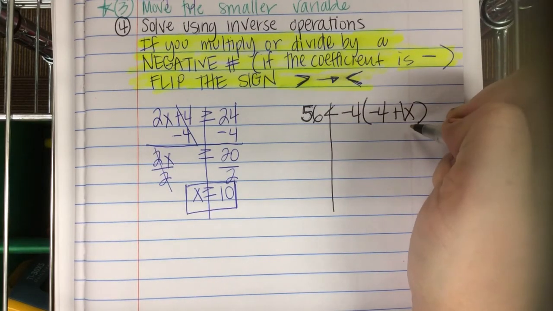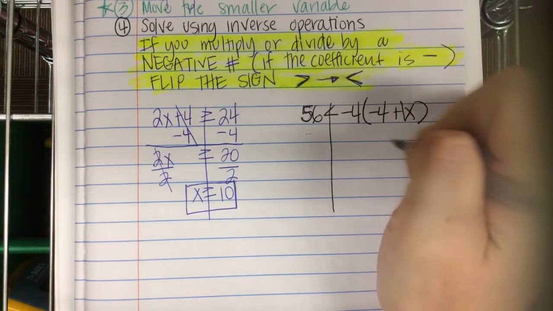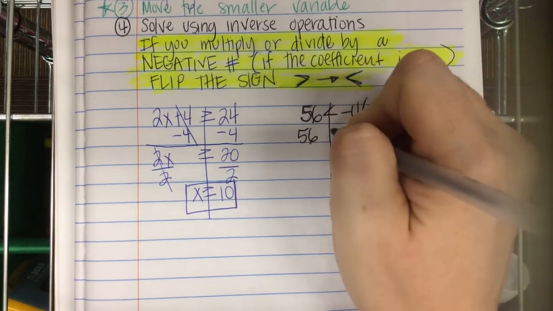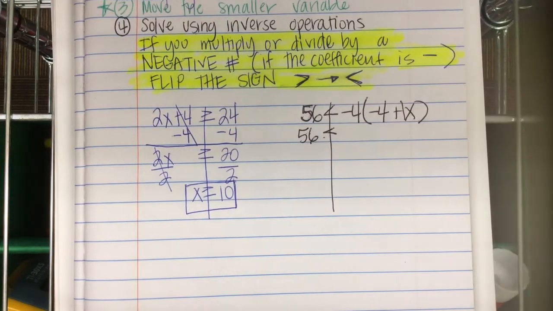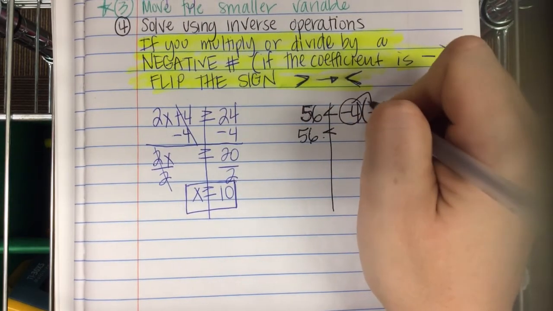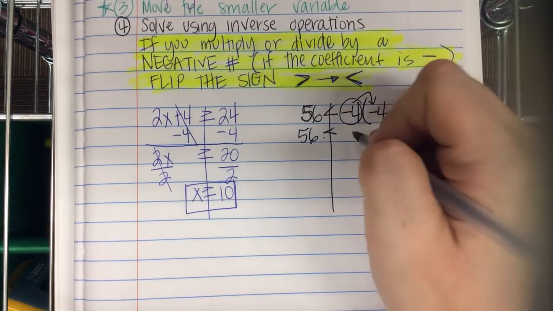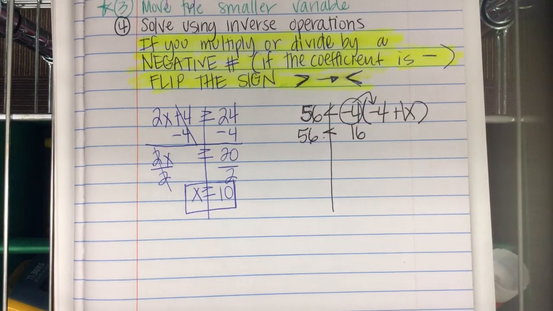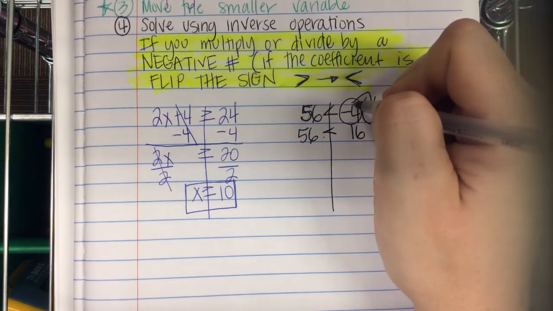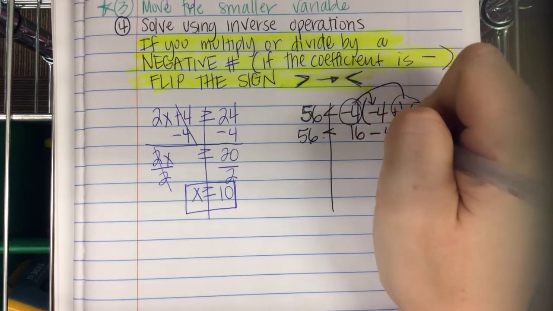Put that 1 in there so that the x isn't by itself. Does this side change? No, 56 stays the same. I do need to distribute because there are parentheses. -4 times -4 is positive 16. -4 times 1x is -4x.